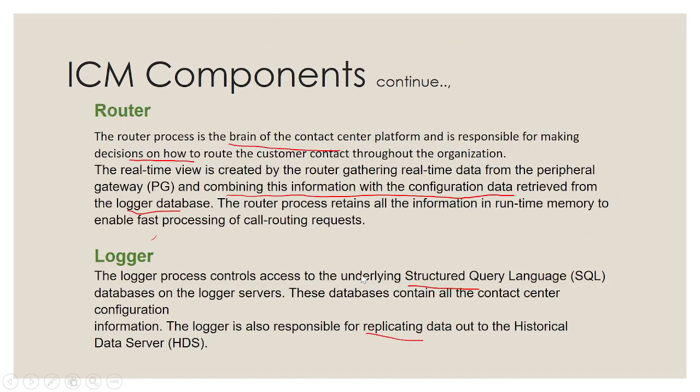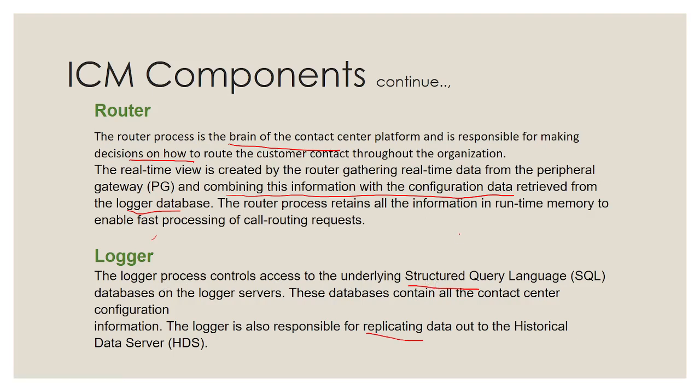Just to recap, we have learned about the router. It's the brain of the contact center, and it has a memory. If you switch off and switch on, the router memory is gone. Whatever comes to the router, that information is committed into the logger's database, and the logger has the configuration database and the historical database, and its retention period is 14 days. And the logger gives the underlying access to the SQL database.